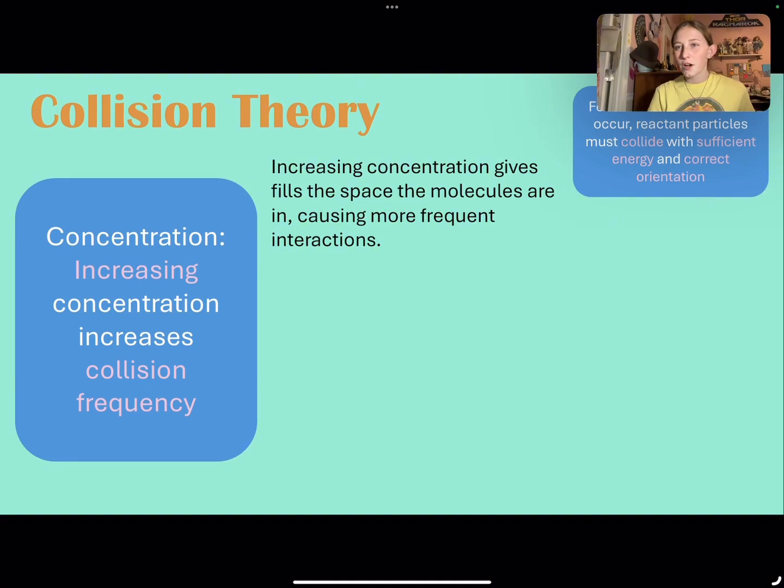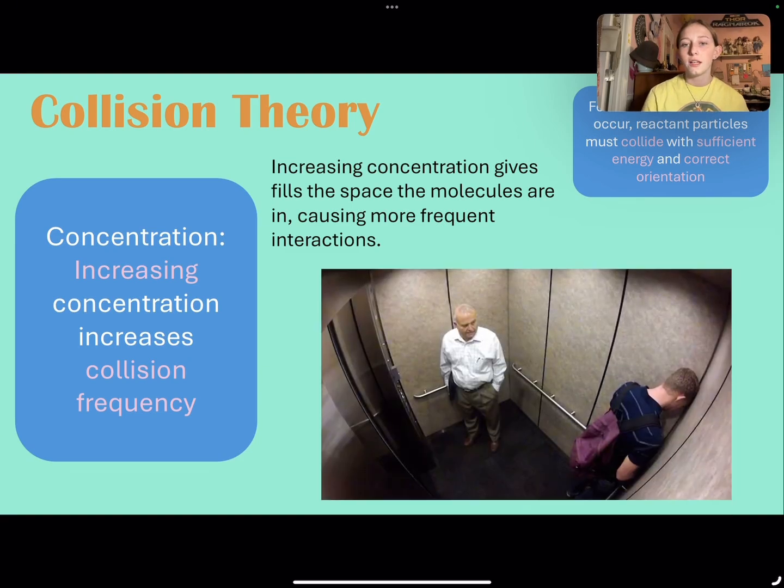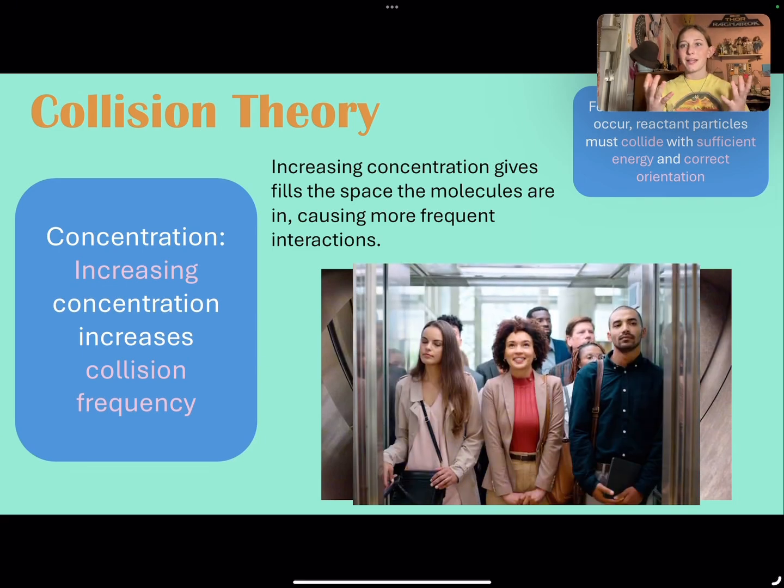Concentration is similar to pressure, but it's important to note the key differences. Increasing concentration still increases collision frequency. However, it's because the molecules are filling up the space rather than making the space fit the molecules, if that makes sense. So I think of it as if you have two people in an elevator, they're going to stand on opposite sides. They're not going to interact much. They're not going to bump into each other. They're probably not going to say anything because they don't have to. However, if you fill up that same elevator with a lot more people, they're going to, again, bump into each other. They're going to say, excuse me. They're going to be interacting a lot more, which leads to more collisions.